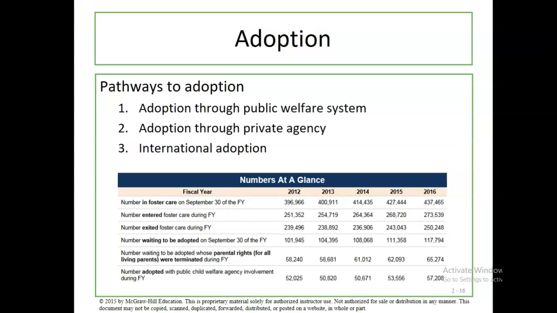The earlier the influences on an individual, the more lasting of an impact they're going to have, is what the science shows. There's many different ways that people can adopt. They can adopt through the public welfare system. This is a very expensive and legally complicated matter. Adoption can also occur through a private agency or through international adoption.